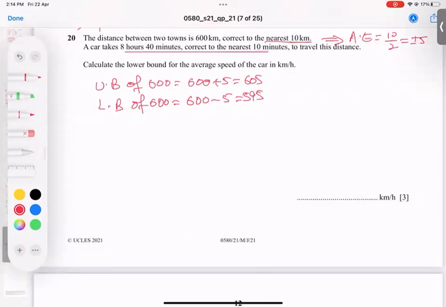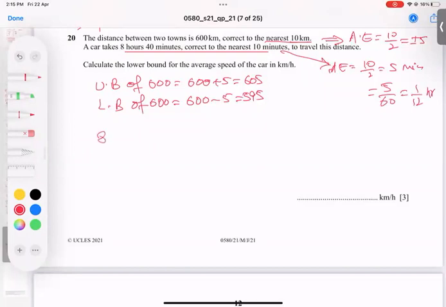Okay, similarly, the time is 8 hours 40 minutes, correct to 10 minutes. What is the absolute error for the time? 10 by 2, we get 5 minutes. But the problem is that the time is in hours also. So what to do? It is a little tricky. Either convert, because he's asking for hours here. The best idea is to convert into hours. So 5 divided by 60, I get 1 by 12 hours.